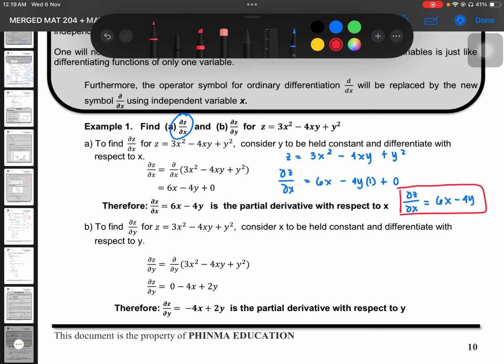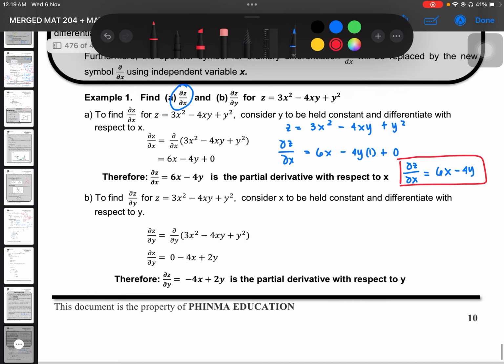Okay, so, kung with respect to y, same process, pero kay y ka naman nagde-derivative. So, we have z again is equal to 3x squared minus 4xy plus y squared. Okay, then we get the partial derivative of z with respect to y, 3x squared. Sabi natin, we are respected with y. Okay, so ibig sabihin, 3x, kapag x siya, considered as constant.